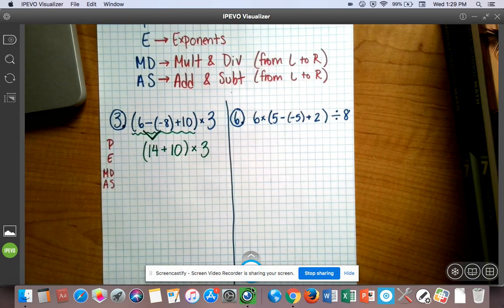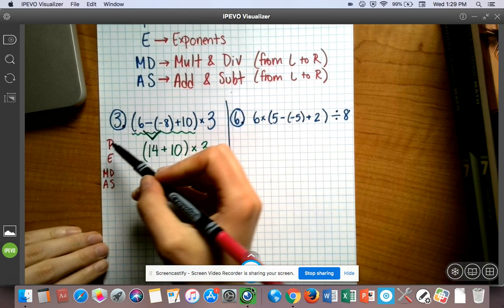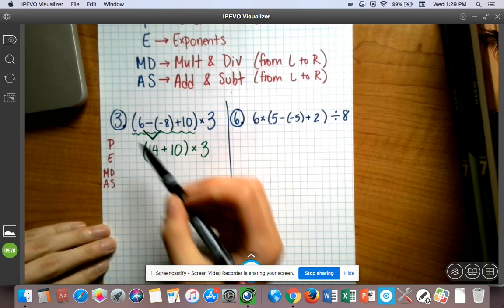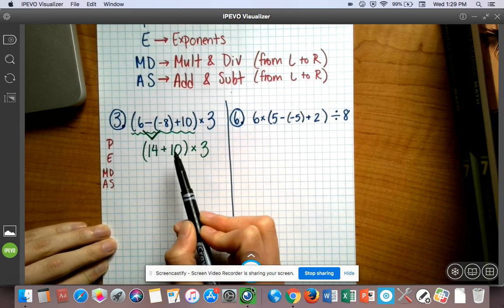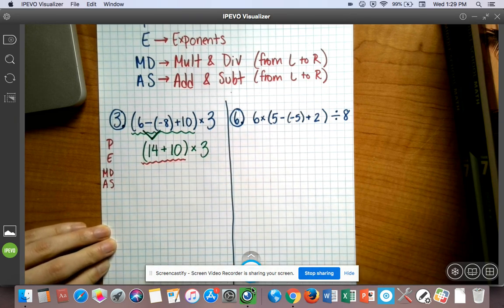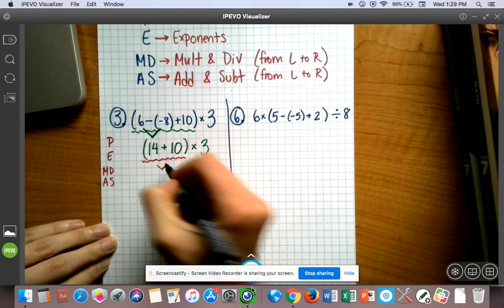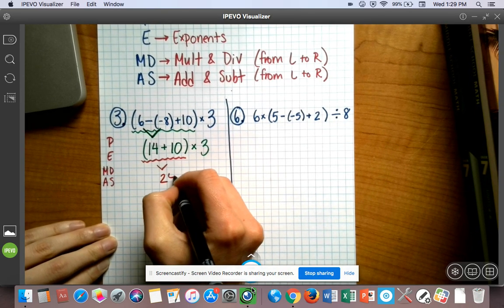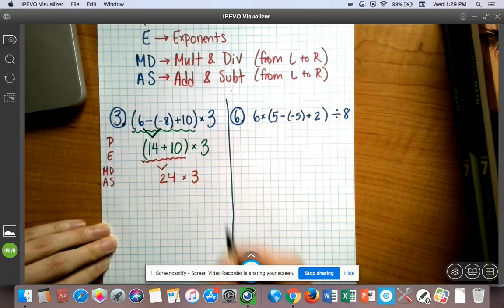I'm going to show us what our work is going to look like at the very end. Next, we did parentheses, but we're not done with parentheses because I still have parentheses here with something to do inside of it. So now my eyes are drawn here. 14 plus 10 is 24, and then I carry down my times 3.